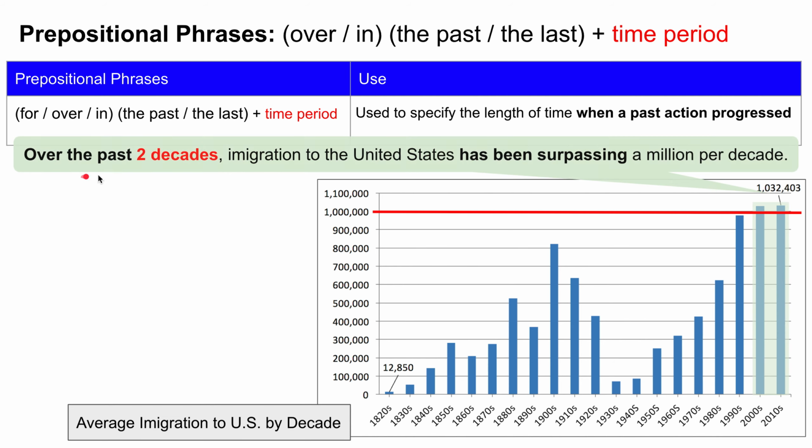So for example, I could say over the past 2 decades, immigration to the United States has been surpassing 1 million per decade. Okay, there we go. That's the past 2 decades, when an action was progressing here.